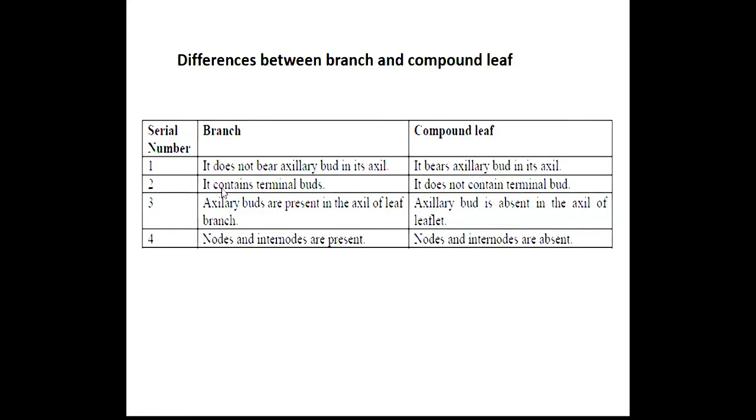Okay, and in the case of a branch, we will have some terminal buds. In the case of a branch, we will get terminal buds. But a compound leaf does not contain a terminal bud. It will have a terminal leaflet. In the case of a compound leaf, we will get a terminal leaflet, not a terminal bud. And in the case of a branch, we will get terminal buds that may convert into new shoots. Okay.